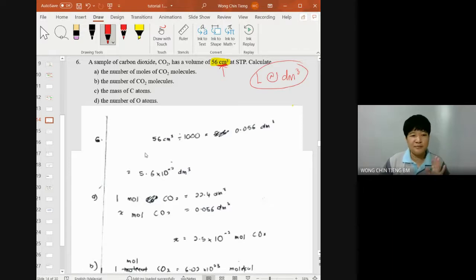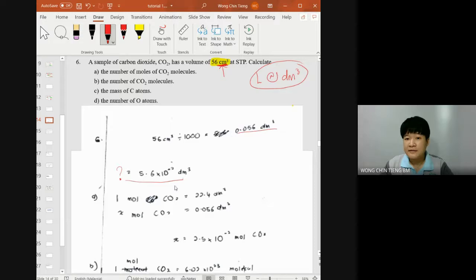And the same thing. Inilah yang saya tak suka. 56 bahagi 1000 sama dengan densimeter cube sama dengan ni. Apa benda ni? Ni saya tak minat. Alright. Tulisan buruk tak apa weh. Jangan tinggal tak ada kepala. Saya tak suka bila jawapan kamu tak ada kepala.